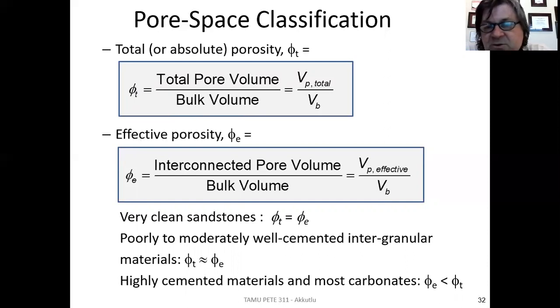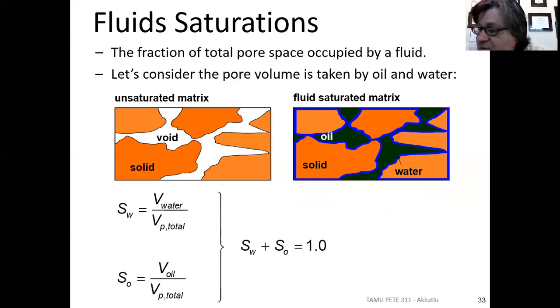Okay, so very clean sandstones have total porosity close to effective porosity. Poorly to moderately well-cemented intergranular bodies have total porosity almost the same as effective porosity, but highly cemented materials, most carbonates, and some of these source rocks with multiscale pore structures have effective porosity that could be less than total porosity. So we need to be careful what we are measuring.